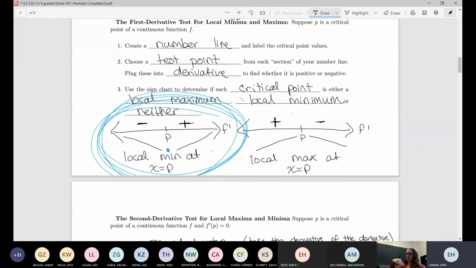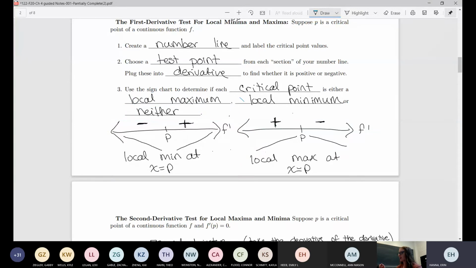And the only way to go from decreasing to increasing is if you hit a min. And then the opposite way, essentially, if your derivative changes from positive to negative: if your derivative is positive, then your original function is increasing, and if it's negative, it's decreasing. So we essentially went from positive to negative. So if it goes from positive to negative, we must have hit a max.